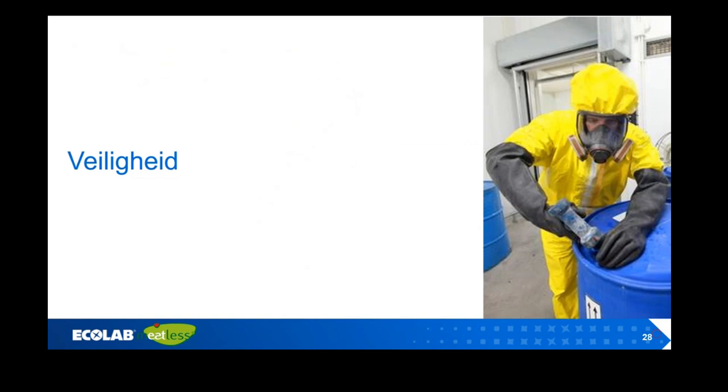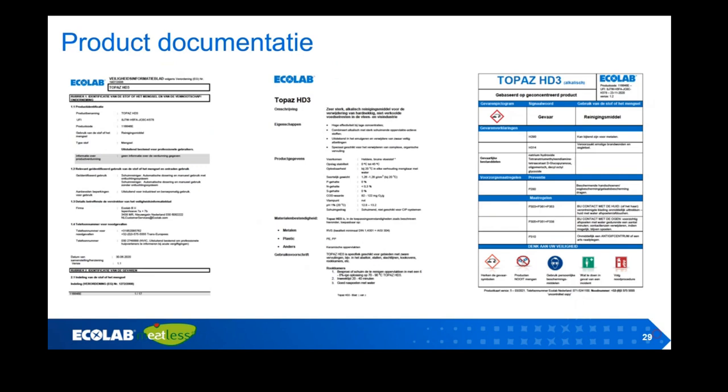So a little bit of safety. What we see here is the product documentation. Every product has a product documentation. The first one we see is the material safety data sheet, and it mostly consists of 18 pages. It tells you something about the dangers, about the risks.